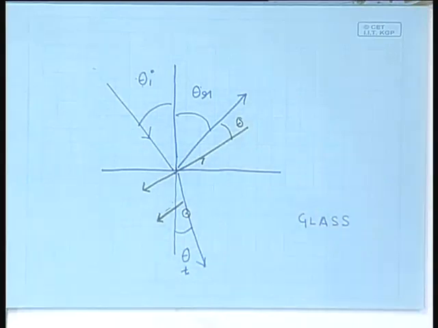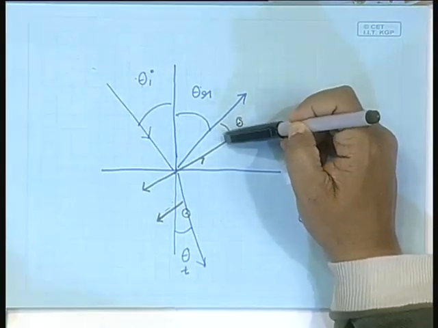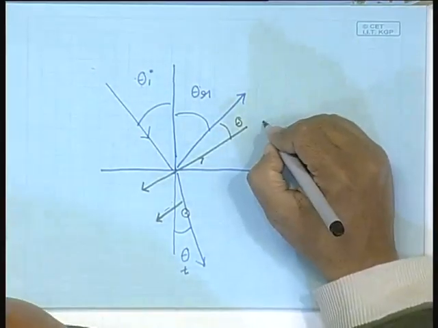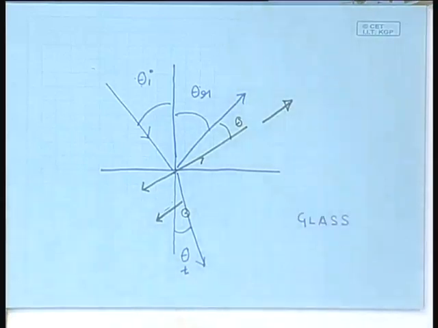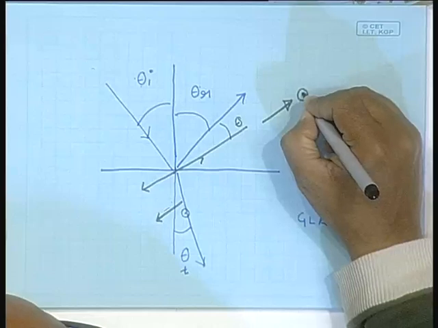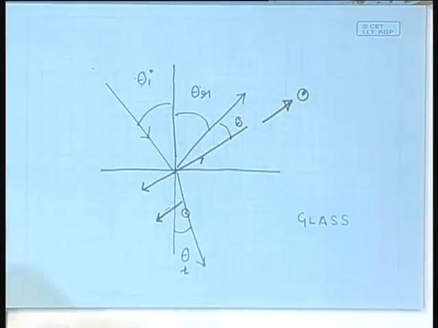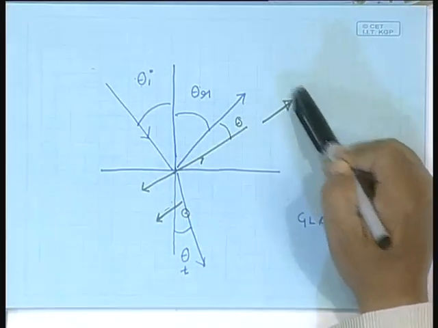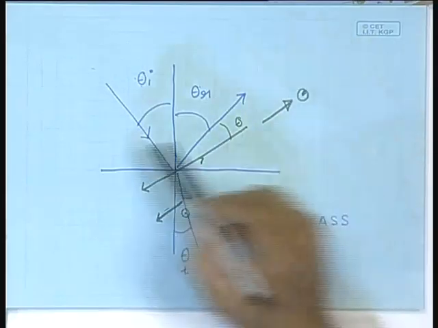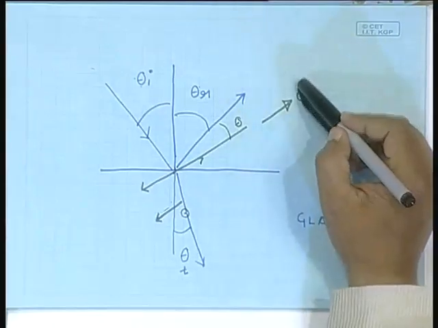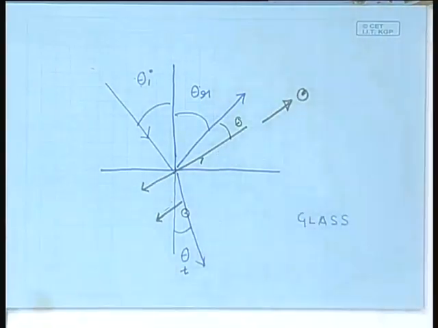So, what we can say is that when this angle theta becomes 0, the reflected light which comes out in this direction is going to be polarized only in this direction, perpendicular to the plane of incidence. There is going to be no polarization component in the plane of incidence. There is going to be no polarization component in this direction. It is going to be completely polarized perpendicular to the plane of this paper.